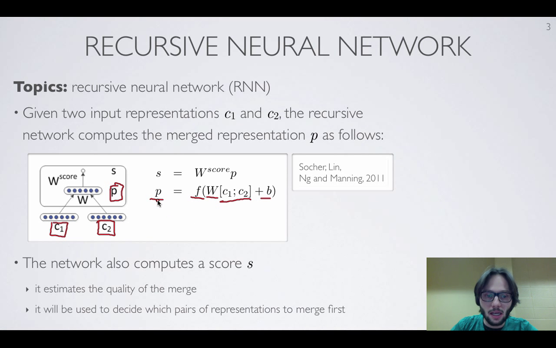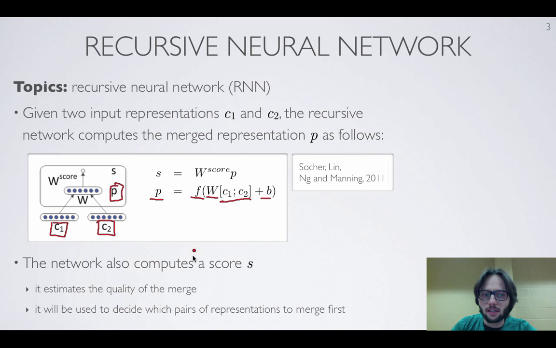And so P will then become either C1 or C2 of a new call to the same neural net with the same weights W and B, which will be merging this P and then perhaps some other vector representation in the syntactic tree as we move along towards the root of the syntactic tree. So that's the parameterization of the neural net that does the merging of the vector representation.